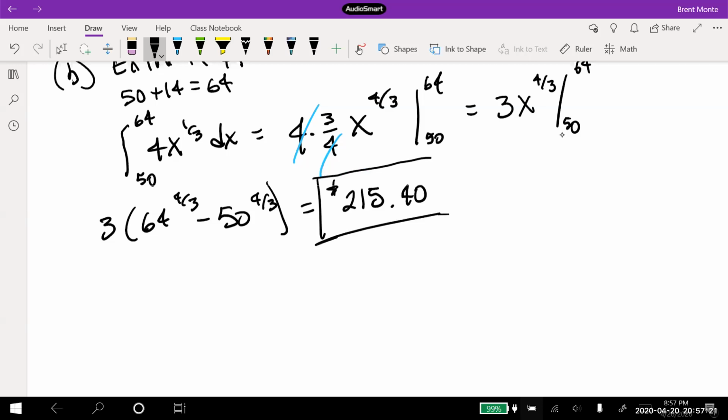Let's check to see if the book has the right answer on this one. Let's see, on B, they say 215.40. Huh. So that one they're right to the penny, the other one they weren't. I don't know why. But so anyway, it's finding these definite integrals.